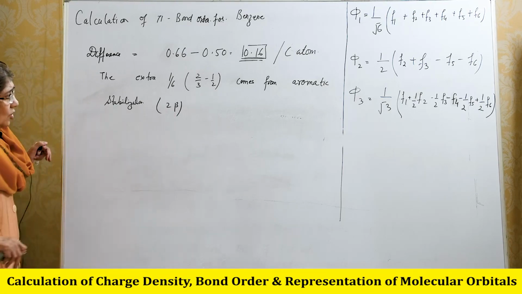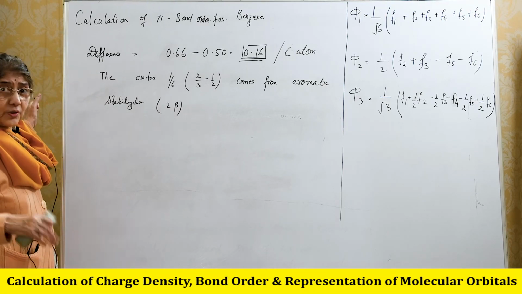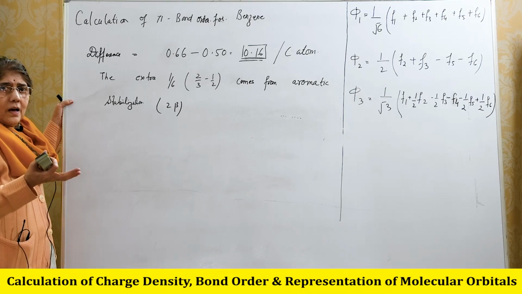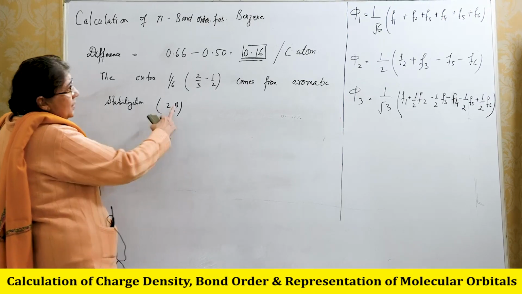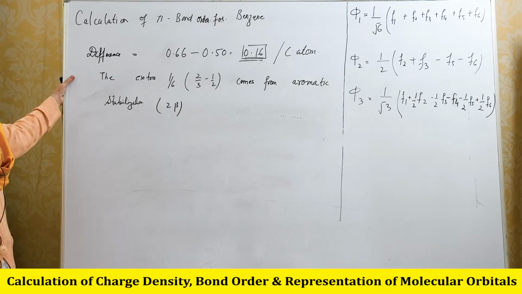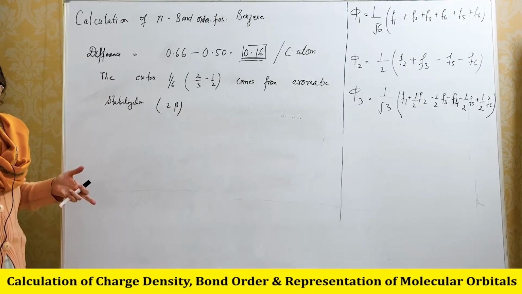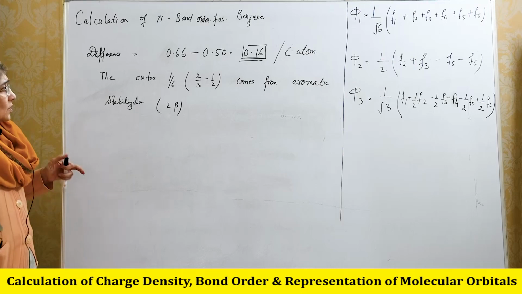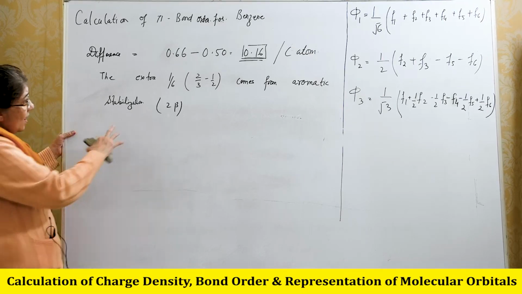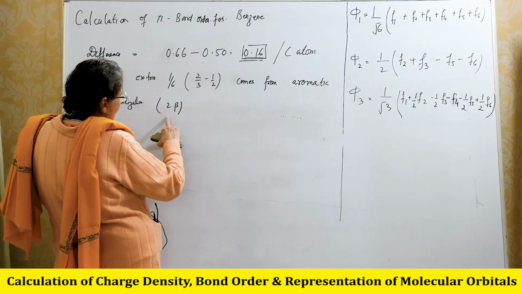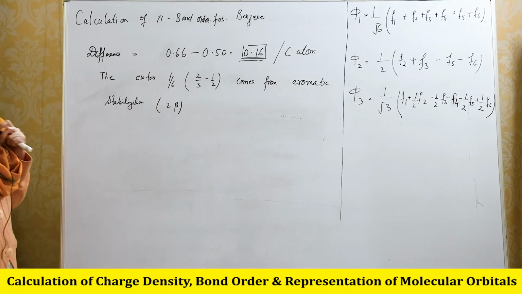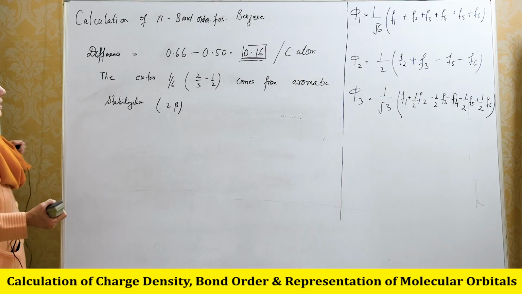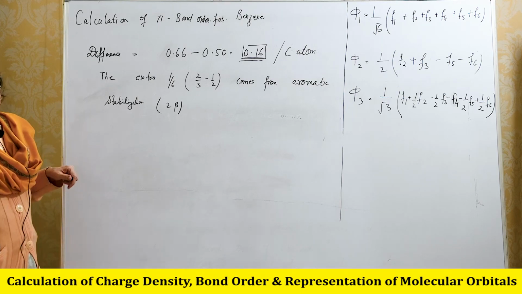2 beta for pi electrons causes that benzene pi electrons are more stable than the collection of 3 double bonds. So this extra value gives more stability to benzene, and this is all about bond order.